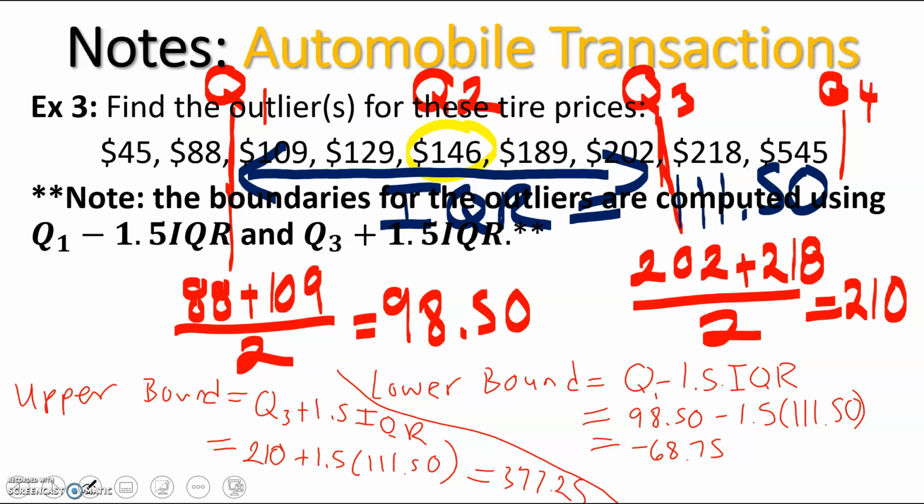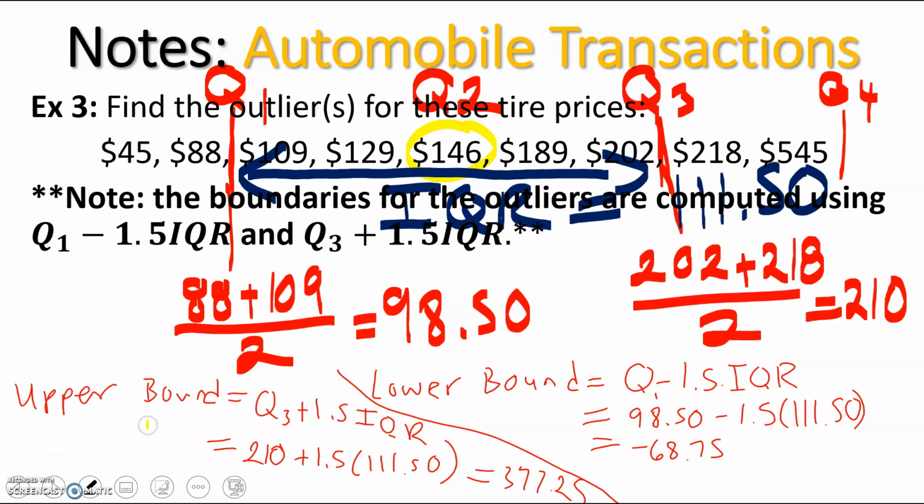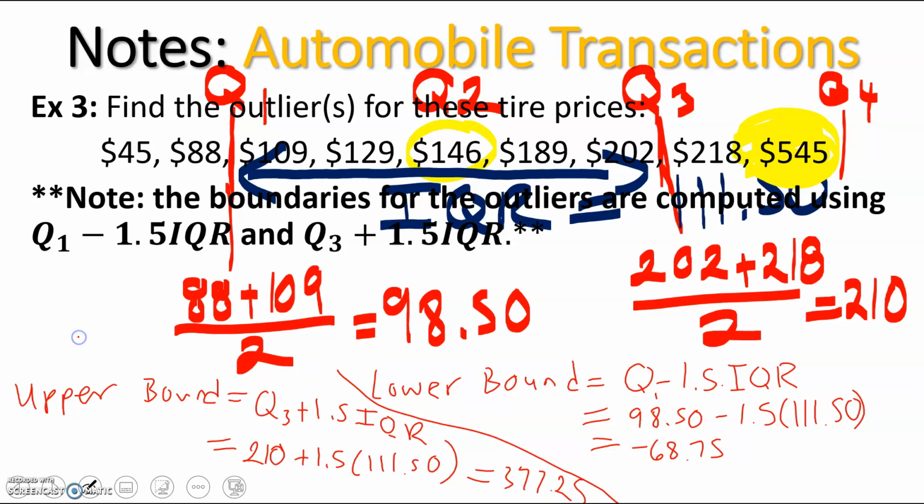So then the question is, are there any outliers in this data set? Now, if you look at all of the numbers in the data set, you will notice that all of the numbers fall within this lower bound and upper bound except one, that maximum number right there. So that 545 up here, we can then say is in fact an outlier. So our 545 tire is an outlier. Better be a fancy tire.